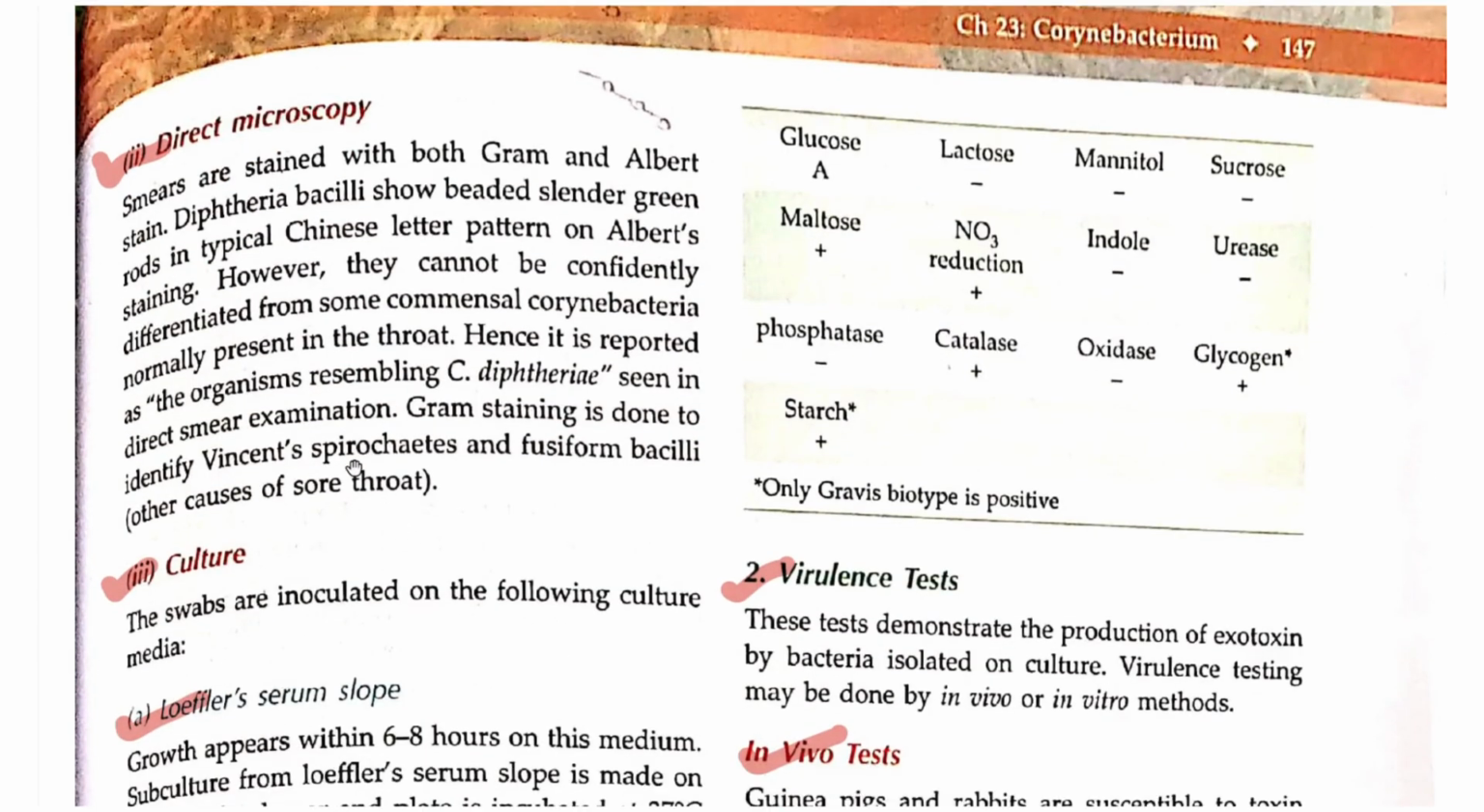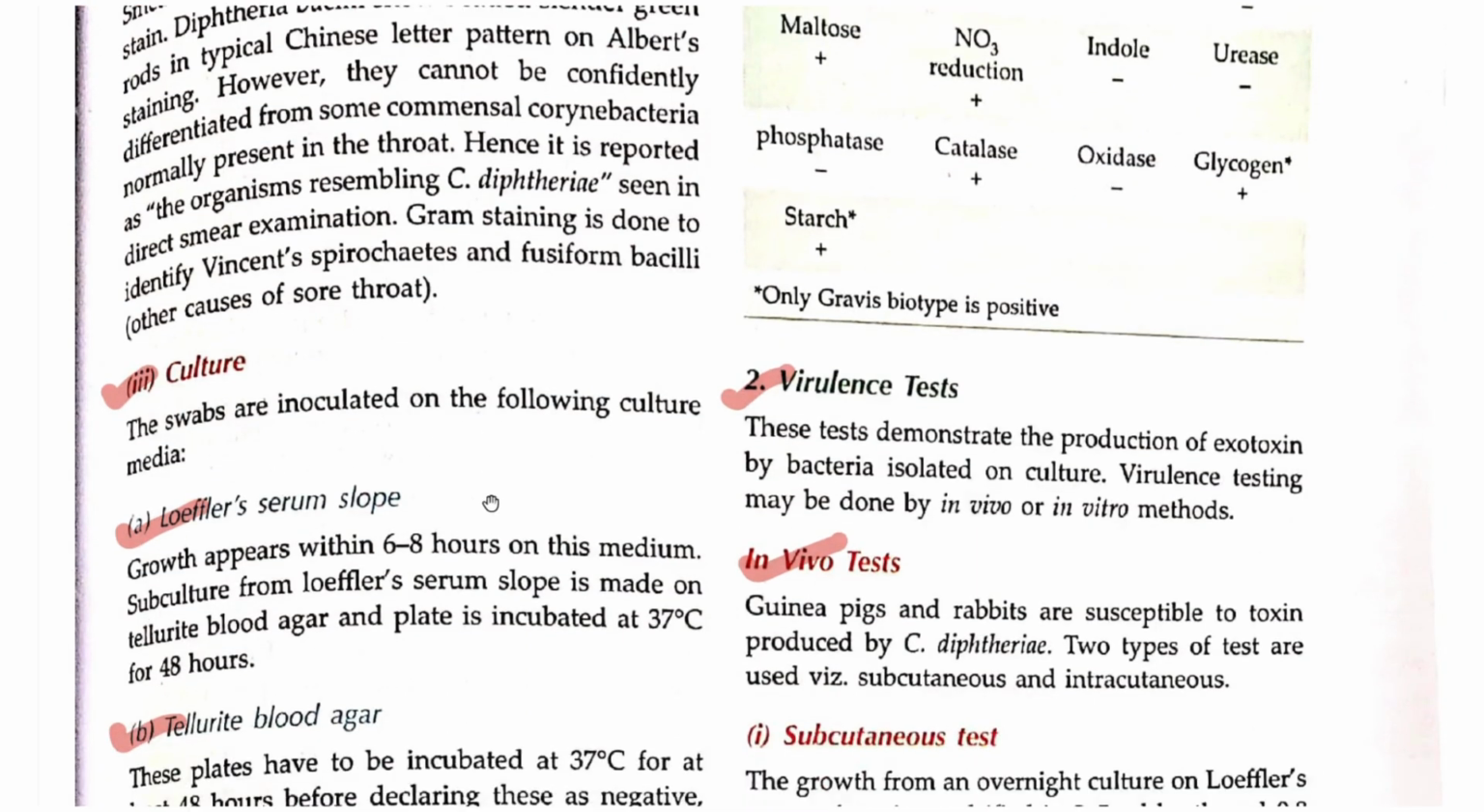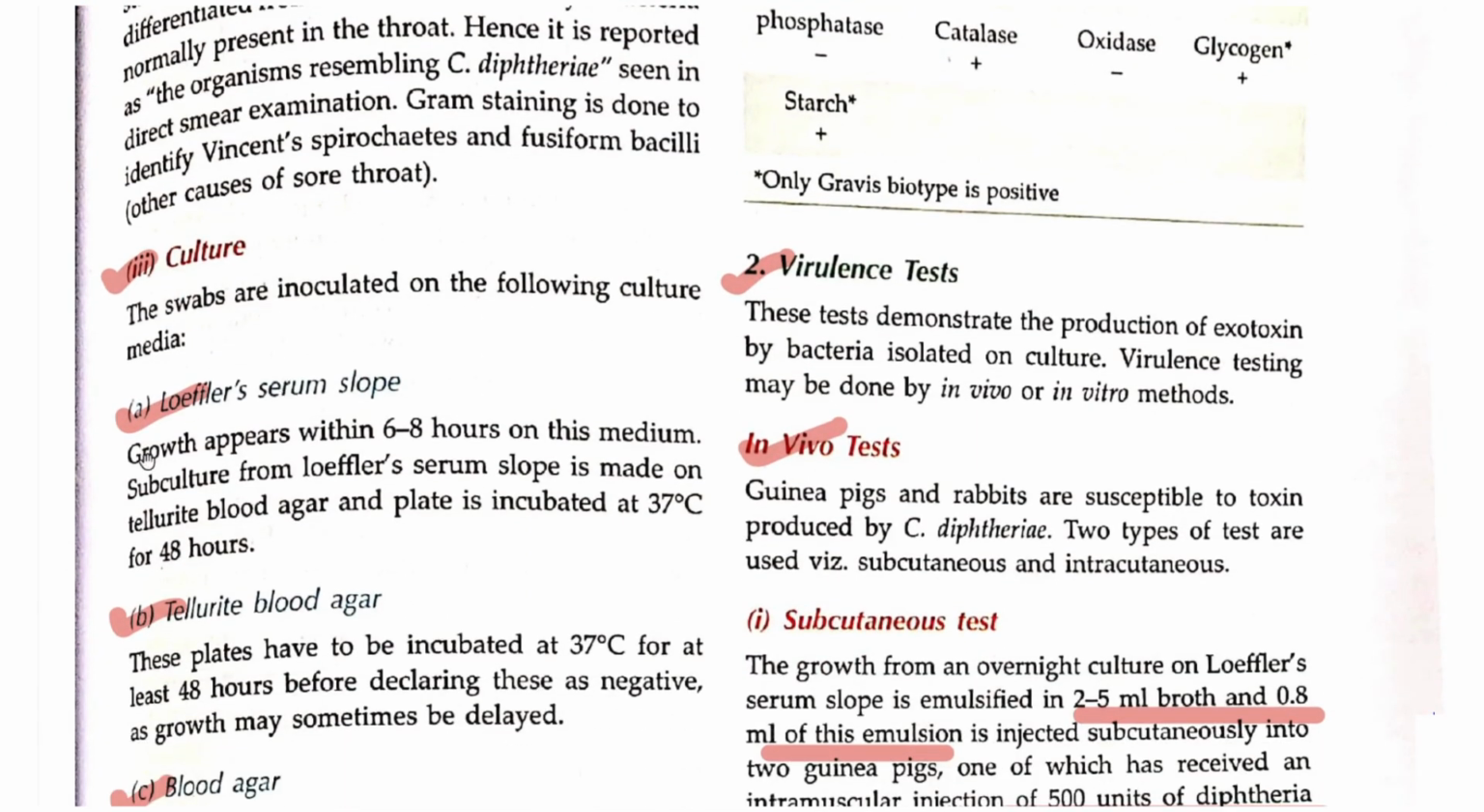Then we move on to the culture. The swabs are inoculated on the following culture media. We had learned about these culture media earlier. First is the Loeffler's serum slope. Again, the growth appears within 6 to 8 hours on this medium. Subculture from Loeffler's serum slope is made on tellurite blood agar and the plate is incubated at 37 degrees Celsius for 48 hours.